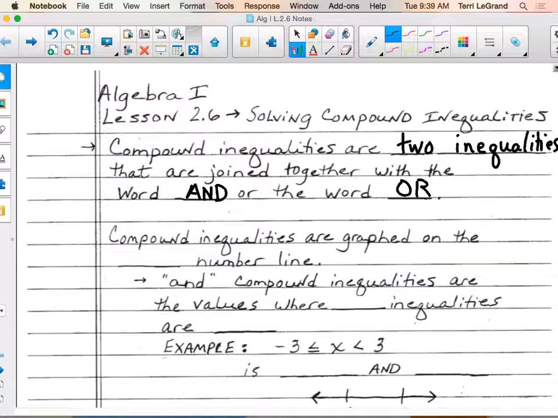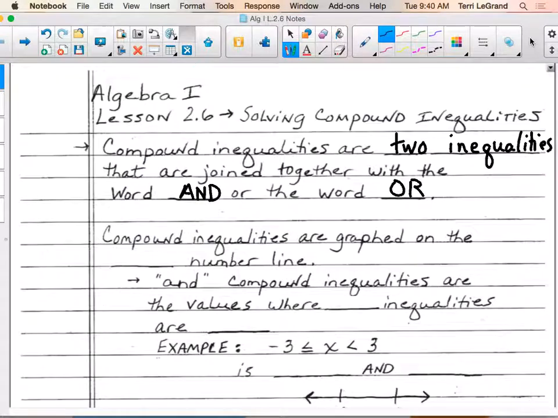Do you have to satisfy both? No. If your parents say to you, clean your room or unload the dishwasher, do you have to do both things? No. But if they say, clean your room and unload the dishwasher, they want you to do both things. So we have to understand the difference between the and the or in our compound inequalities also.